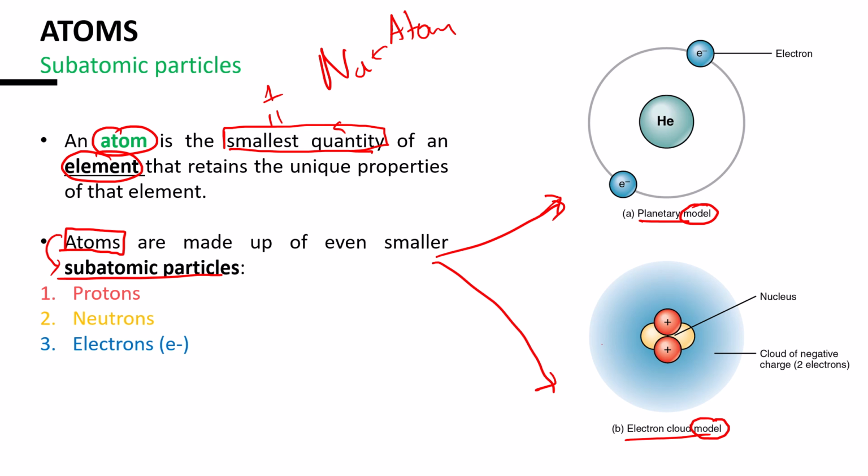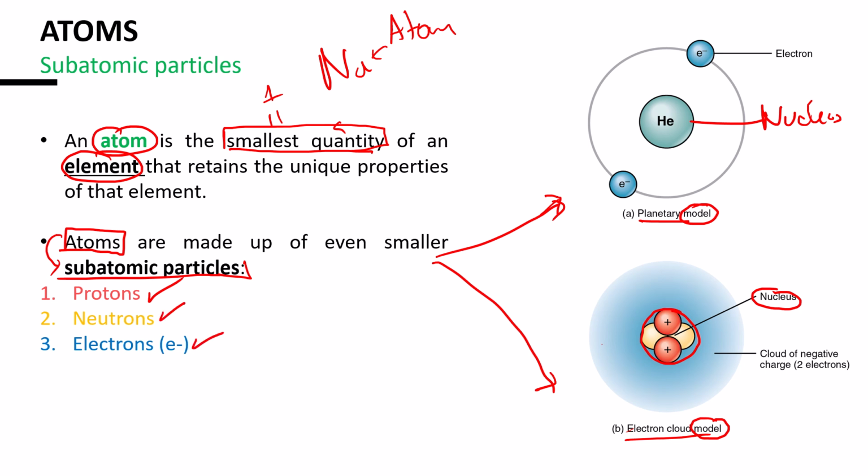So what we need to think is that we have in an atom something we call a nucleus. In this electron cloud model, we can see here the nucleus. And in this one, in the planetary model, we have this nucleus as well. So going back to the subatomic particles, all atoms have 3 parts: protons, neutrons, and electrons.